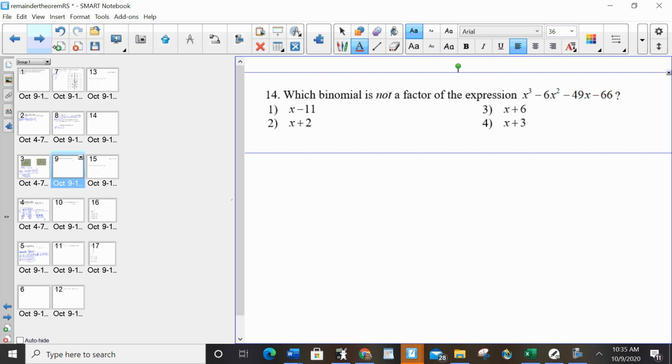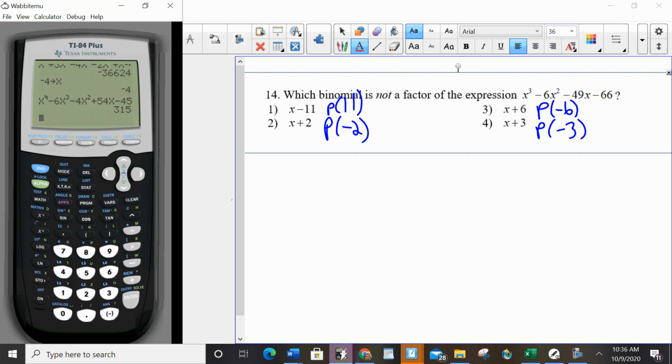To see if x minus 11 is a factor, I'm doing p of 11. To see if x plus 2 is a factor, I'm doing p of negative 2. To see if x plus 6 is a factor, I'm doing p of negative 6. To see if x plus 3 is a factor, I'm doing p of negative 3. So I have to plug in 11, negative 2, negative 6, and negative 3 into that function. This is where storing really is going to make things easier.